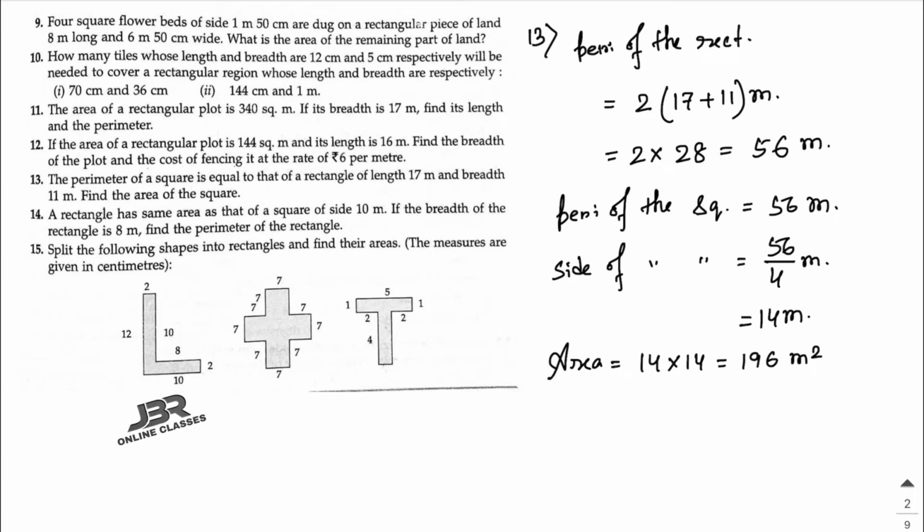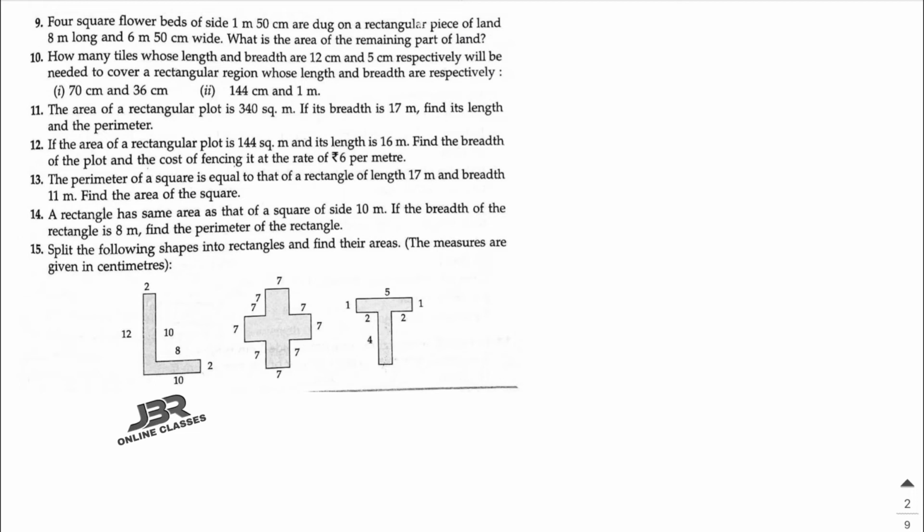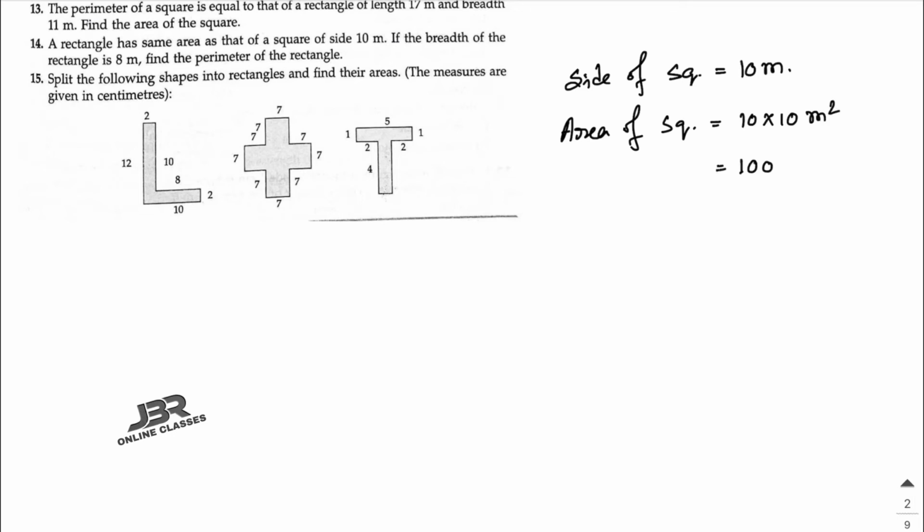Clear? Okay. Now let's move on to sum number 14. So here in sum number 14, a rectangle has the same area as that of a square of side 10 meter. So here the side of the square is equal to 10 meter. So the area of the square is equal to side into side, that means 100 square meter, or you can write meter square.